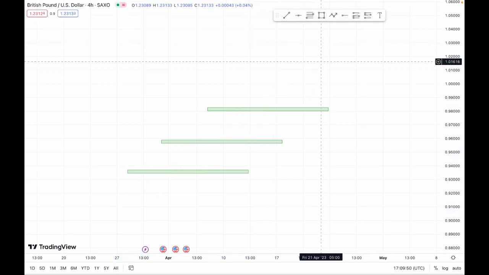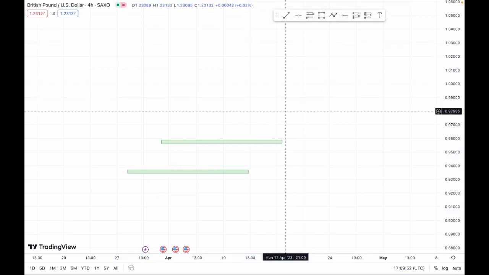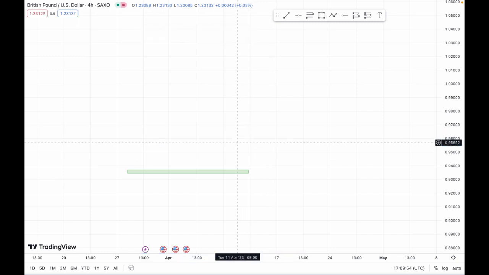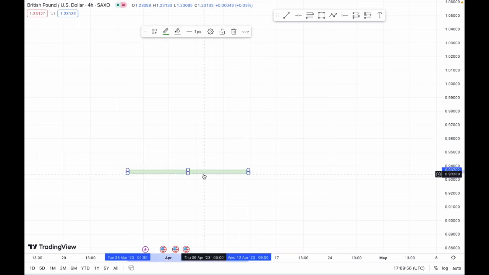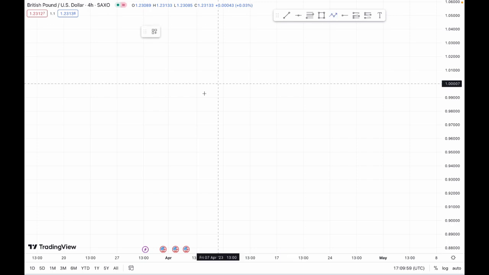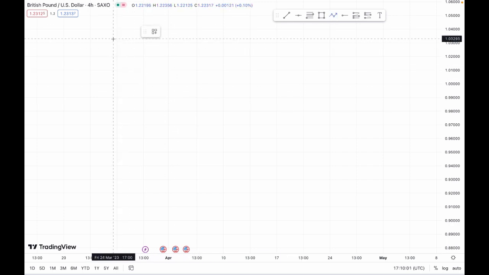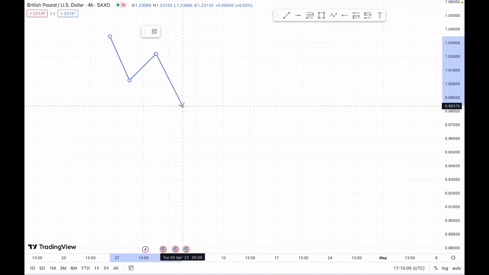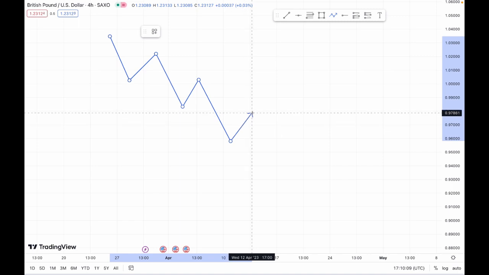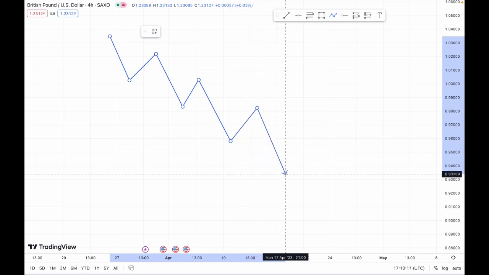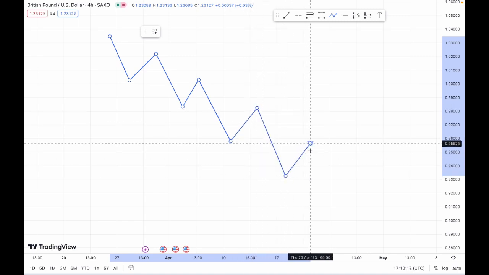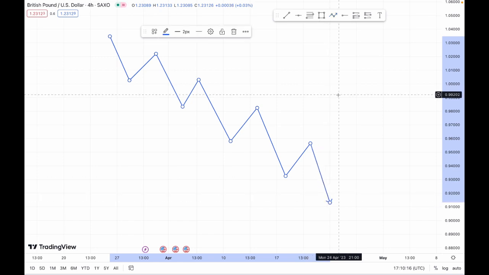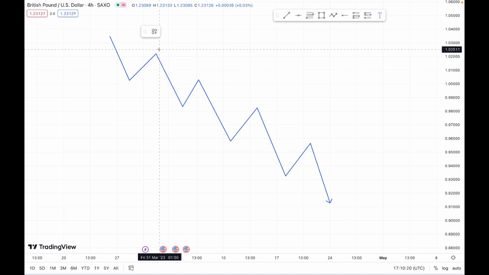Now let me make an example of a downtrend. It's basically the same thing, but it's a downtrend this time. So again, same thing. Nothing changes. The only difference here is that now we have lower lows and lower highs. So we have a lower high.